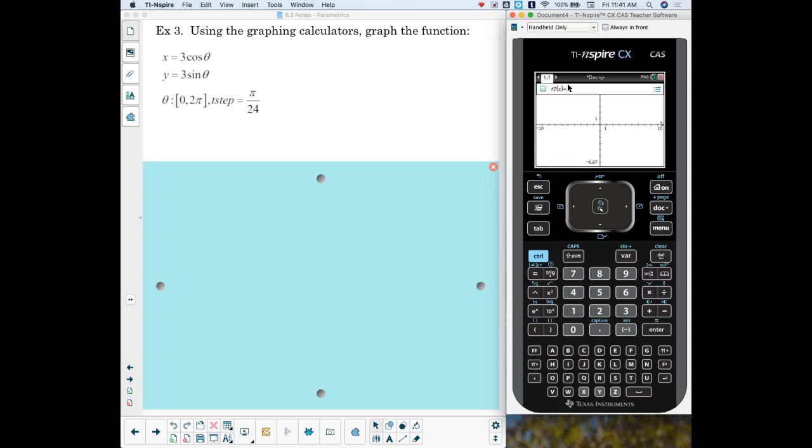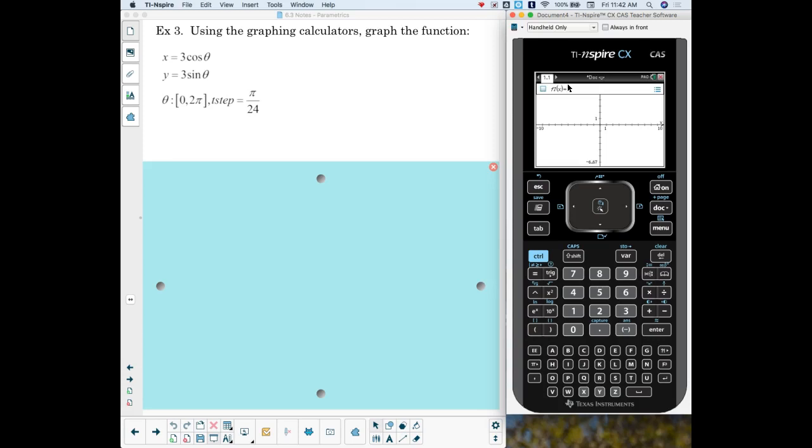Because we're going to be flipping back and forth, I got the screen set up like this, so I apologize for how small it is. But if you do what I'm doing, you should be able to just hold in your hand what you have. So, using the graphing calculators, we want to graph this function.